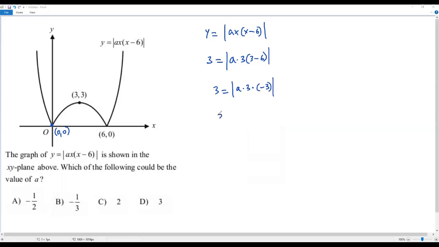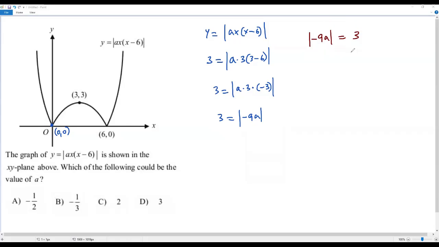Then we get 3 equals the absolute value of 3 times negative 3, which is negative 9. Negative 9 times a is negative 9a. Now for my convenience, I'm going to switch the left side and right side. So when I switch, I'm getting the equation absolute value of negative 9a equals 3. Now we have to solve for a in this absolute value equation.